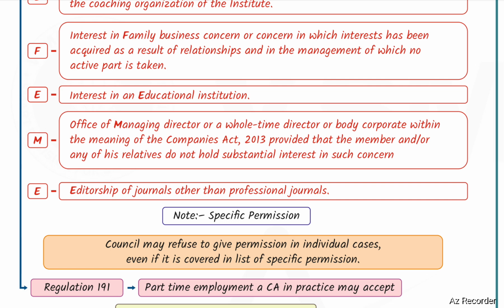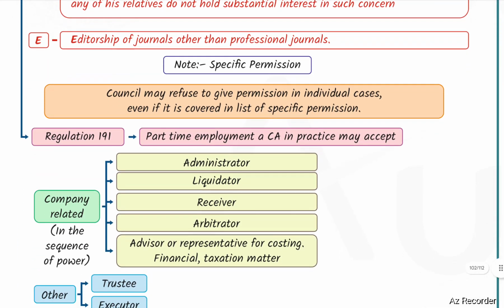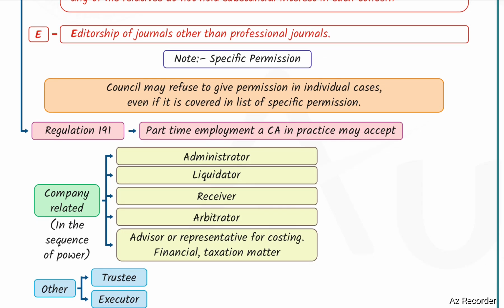Interest in any educational institution, office of managing director or whole-time director of a body corporate within the meaning of the Companies Act 2013, provided that the member and or any of his relatives do not hold substantial interest in such concern. Editorship of journals other than professional journals. So specific permission is required. The Council may refuse to give permission in individual cases, even if it is covered in the list of specific permission.